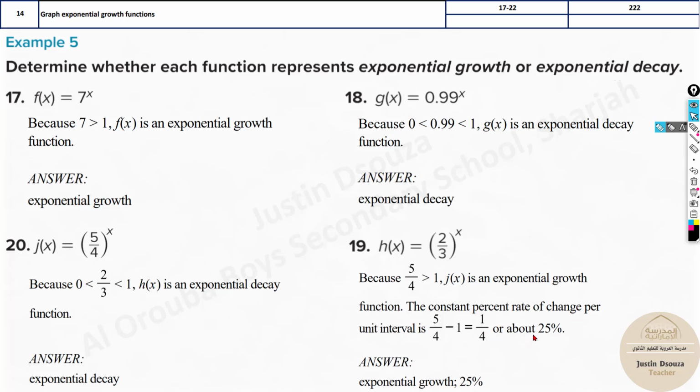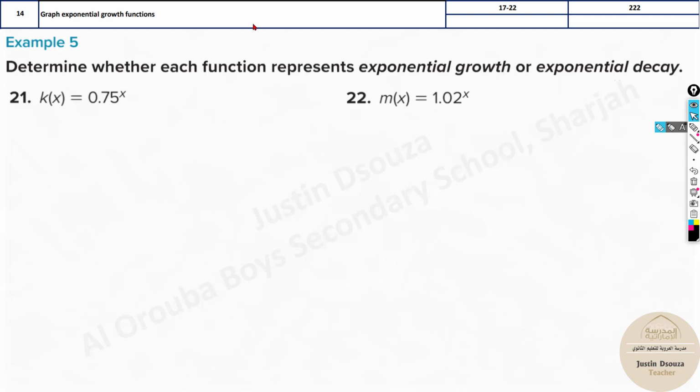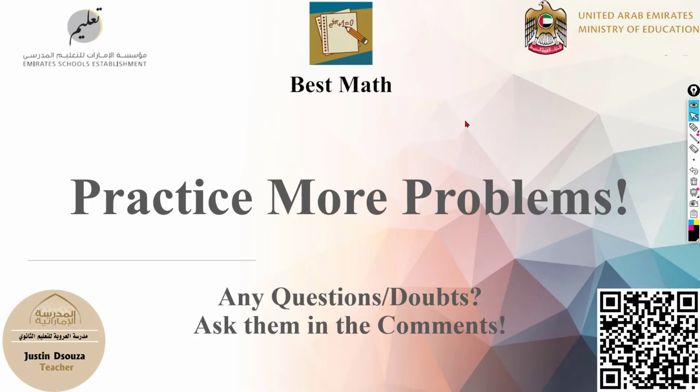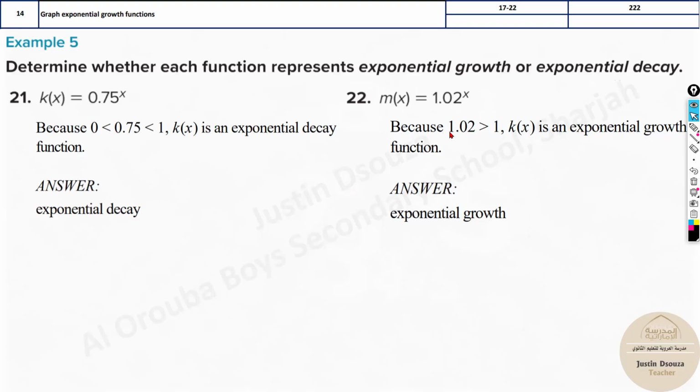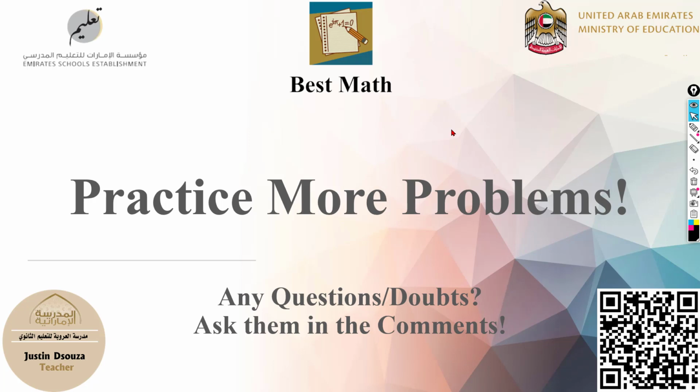So it's 25% growth. Now then we will just look at these ones. Again, it's very, very easy. This is again a decay function. This is a growth function. Just by looking at it, you can say. That's it. That's the very short and simple topic.